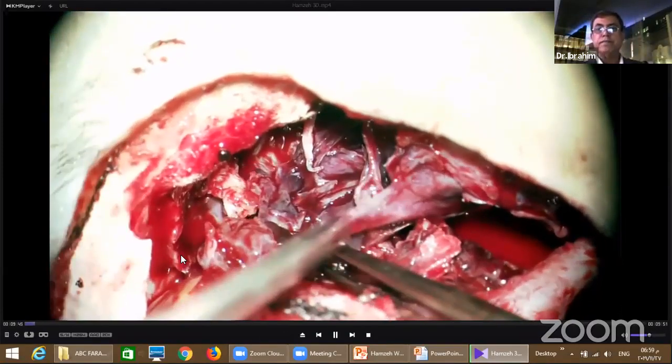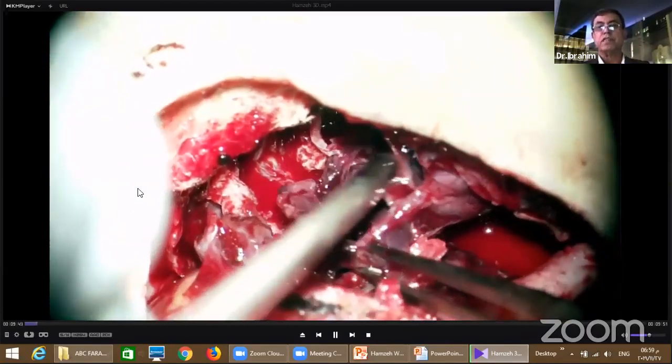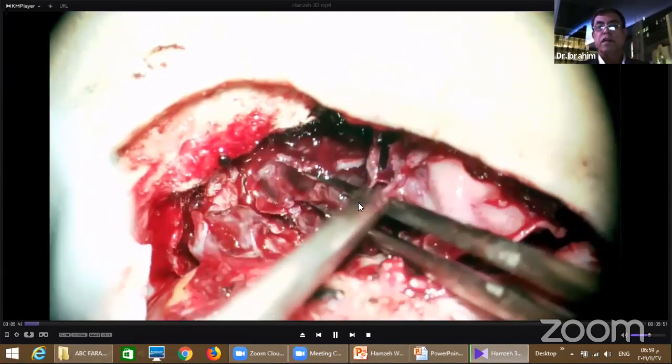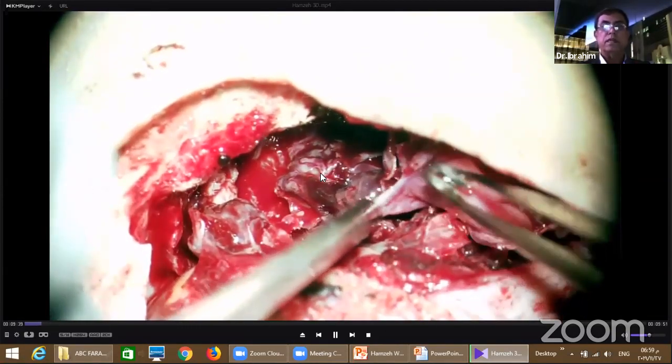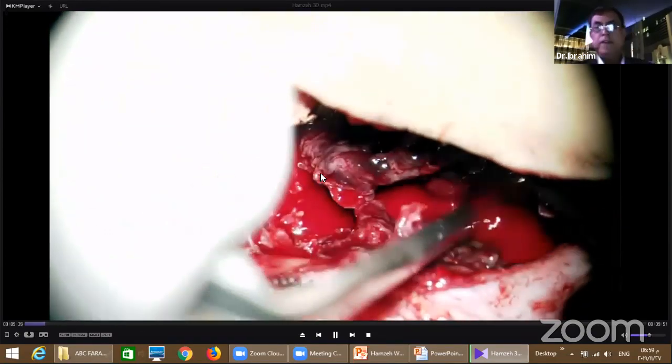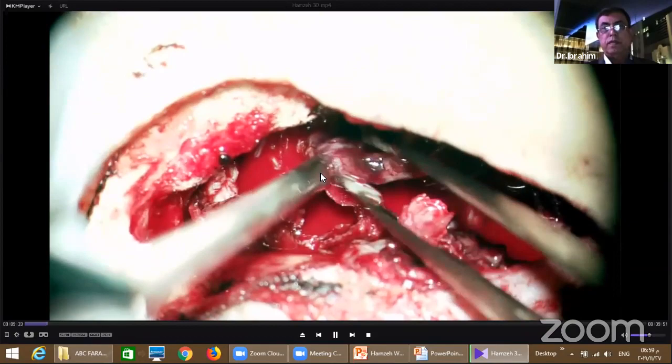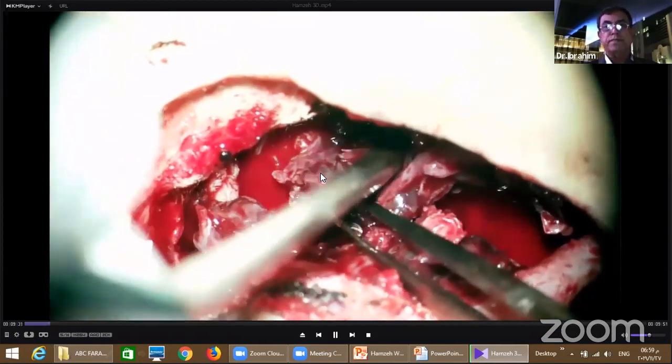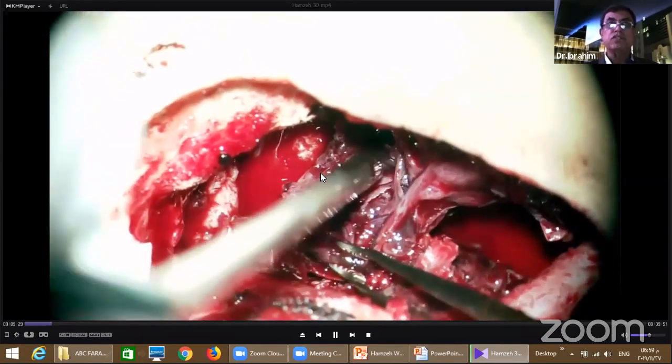So you can see, this is a tumor. This is not a cyst. There are spaces with blood in it. Again, this is not a cyst. This is a misnomer. It's a tumor. And if you don't remove that tumor, then the life of the boy would be destroyed.